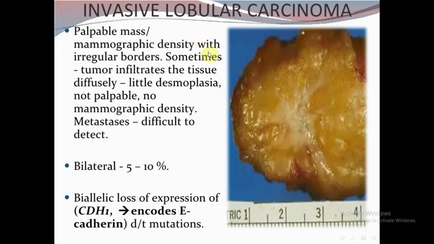Invasive lobular carcinoma. Invasive lobular carcinoma is the second most common type of breast cancer. Here it can form a palpable mass, and characteristically this tumor is also an irregular white color, which is not well circumscribed. Here we have biallelic loss of expression of CDH1, which encodes E-cadherin, due to its mutation.